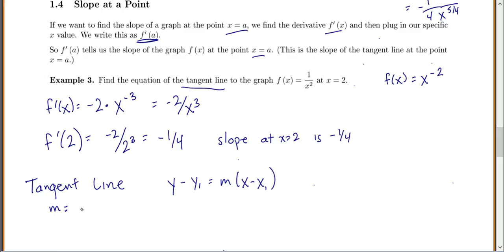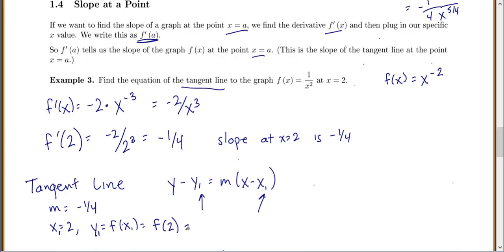So in our case, our slope is that negative 1/4. But we need to know what y1 and x1 are. What is our actual point? So if x equals 2, then y would be equal to what? Let's put our little ones here. So if x1 equals 2, then y1 is going to be f of x1, or f of 2.